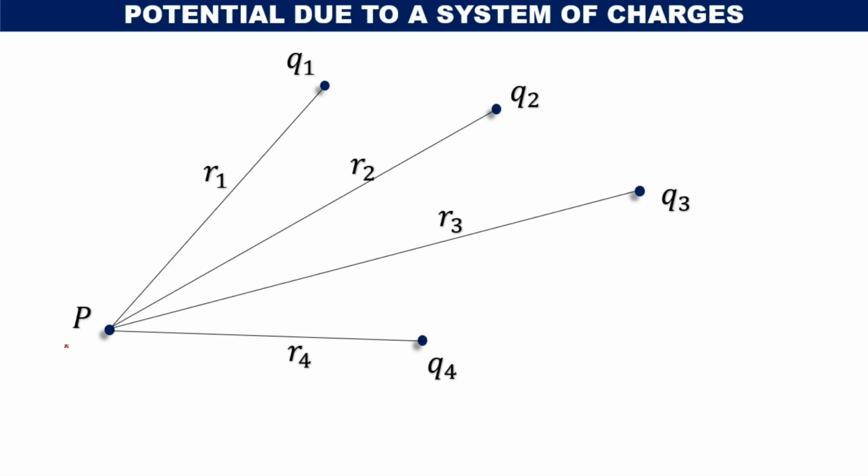Then, using the expression we have already learnt in the previous video for the electric potential at a given point due to a point charge, and then using the principle of superposition, we are going to determine the expression for the potential due to a system of charges.